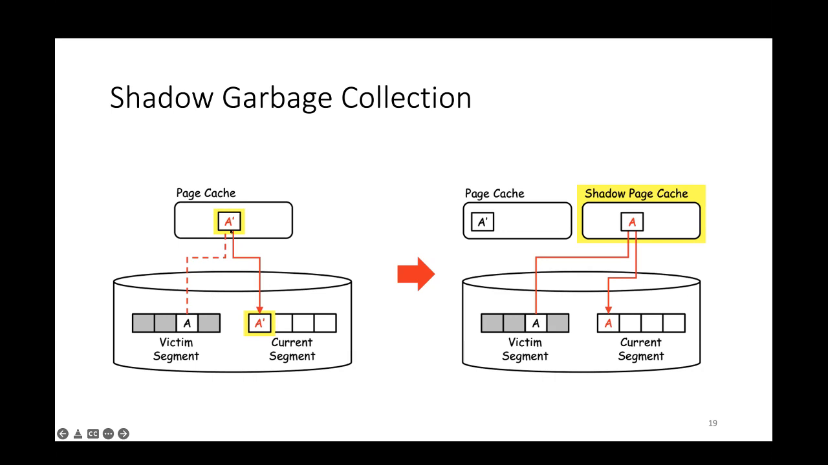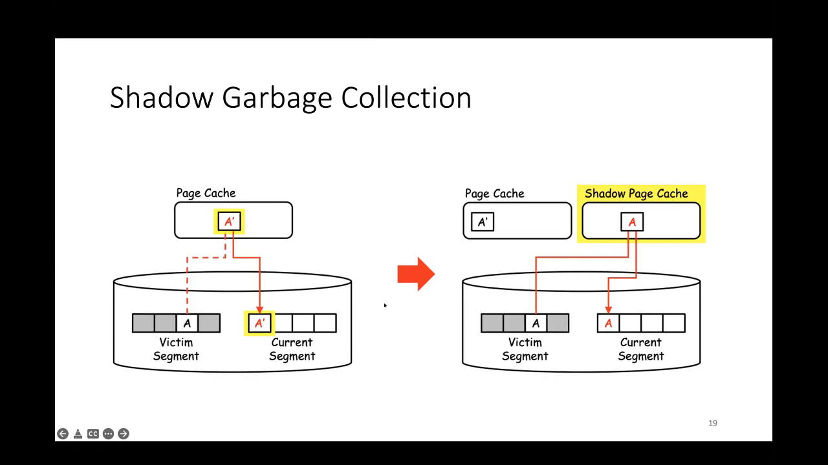But what if A has been updated by a transaction? Then it will prematurely persist the new version of A, not the old version, to the new segment, which we don't want because the transaction is still ongoing and hasn't been committed yet.